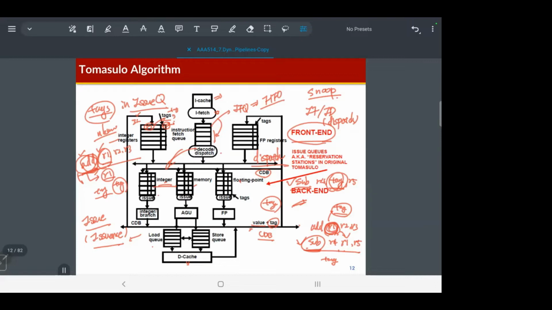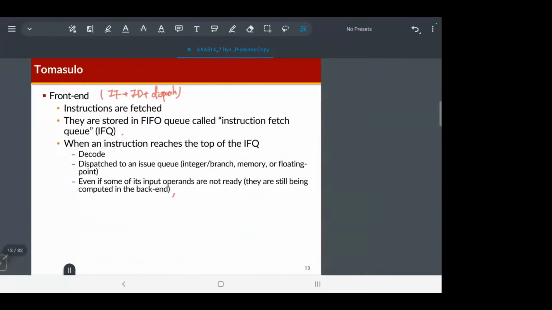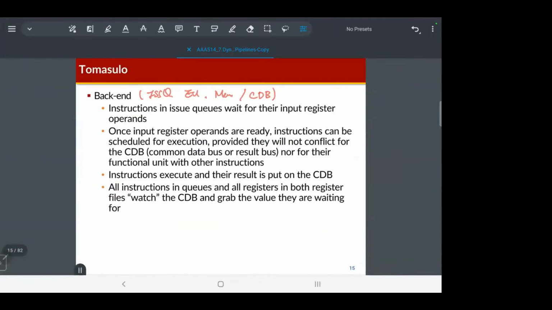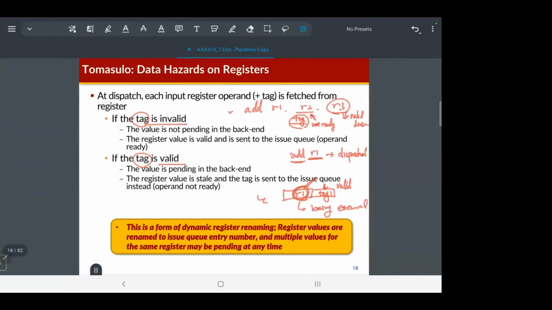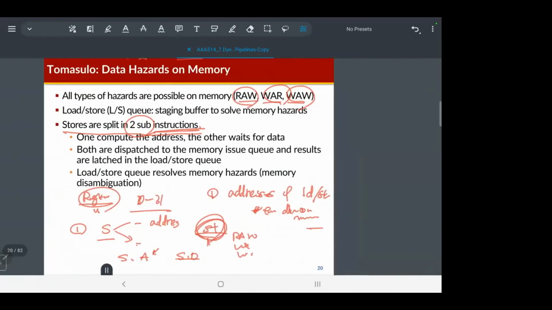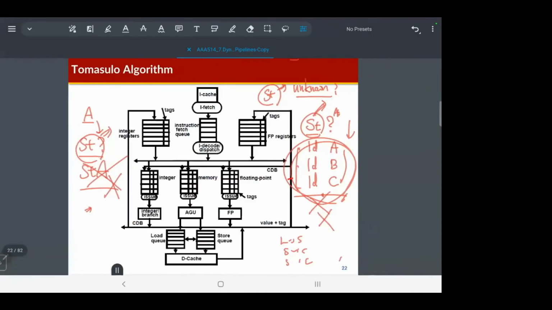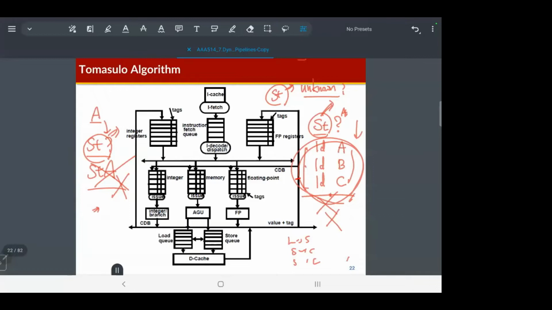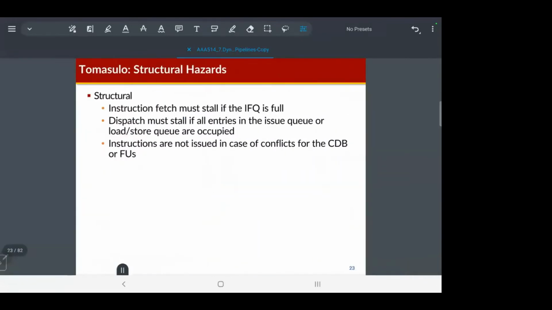So we can classify the Tomasulo algorithm into the front-end part and the back-end part. I also explained the front-end part and the back-end part of the Tomasulo algorithm. I also explained some of the data hazards on memory.